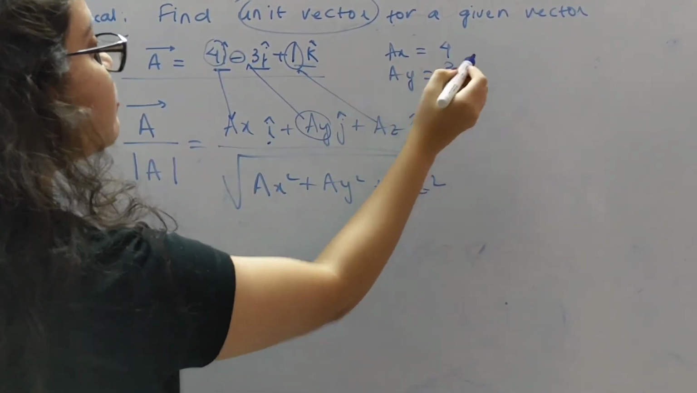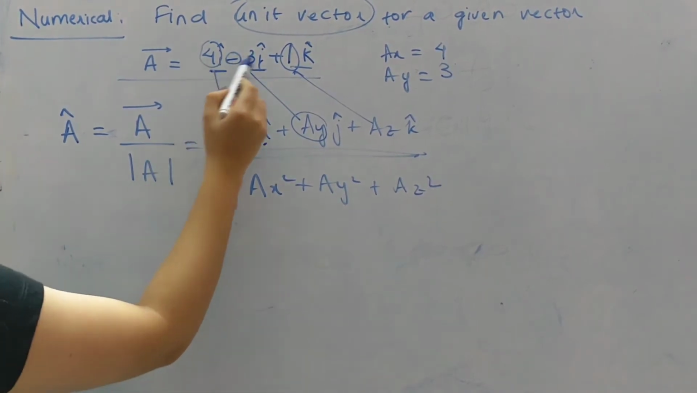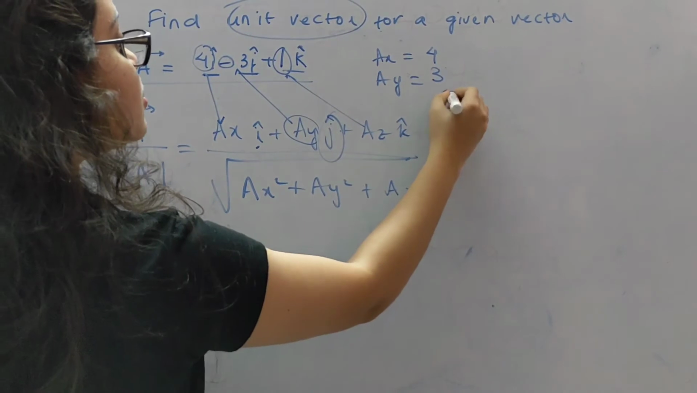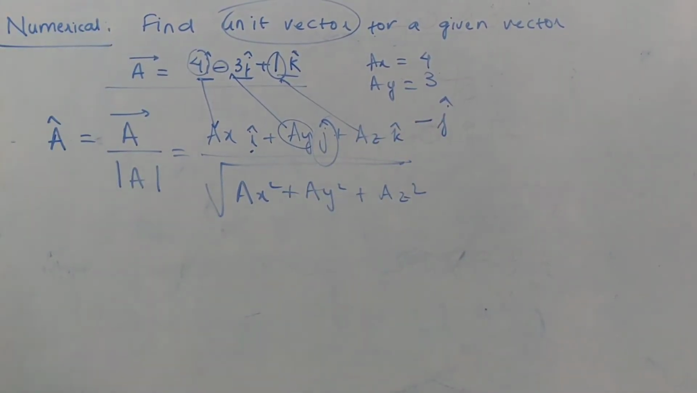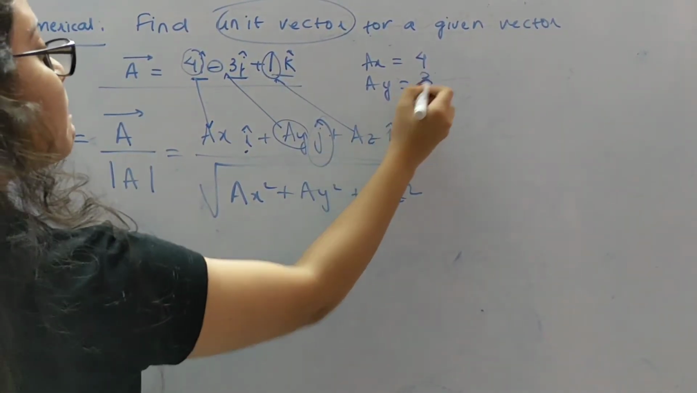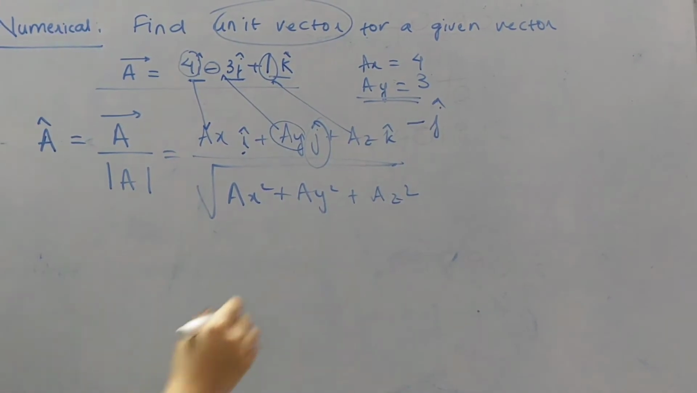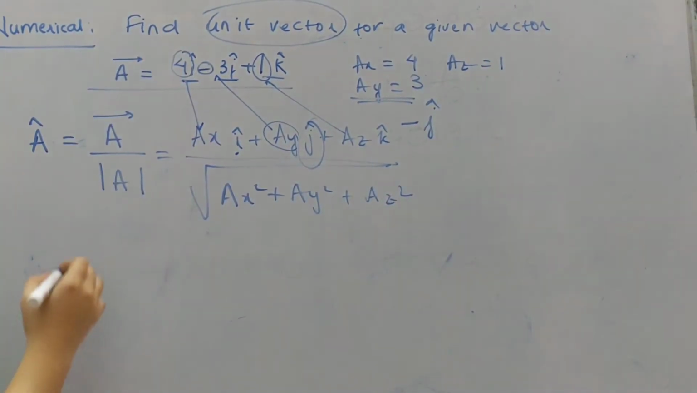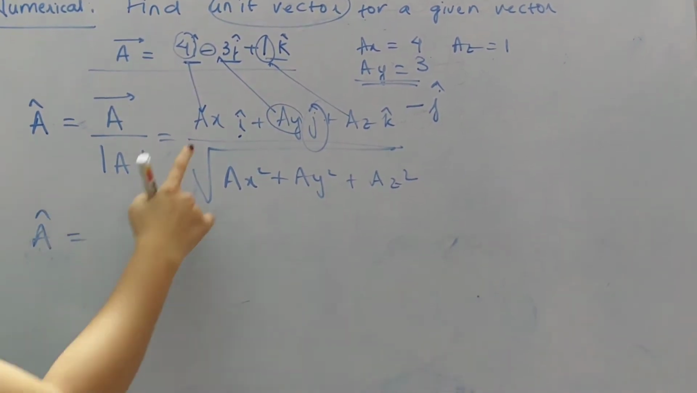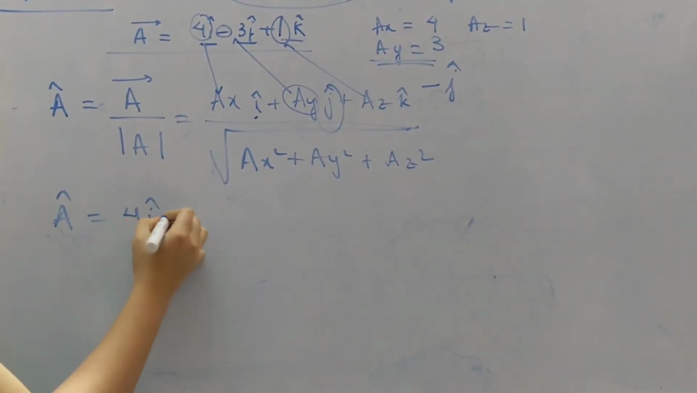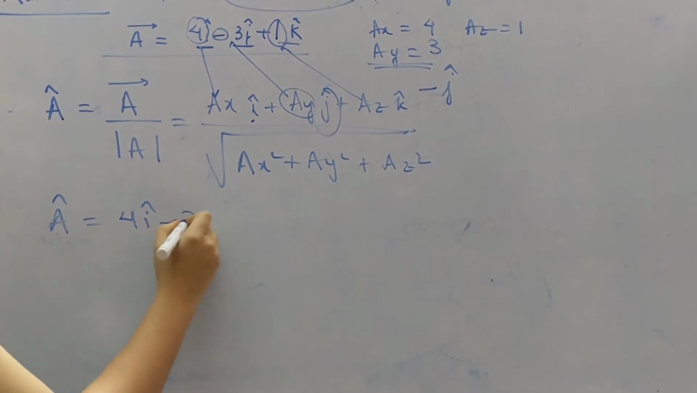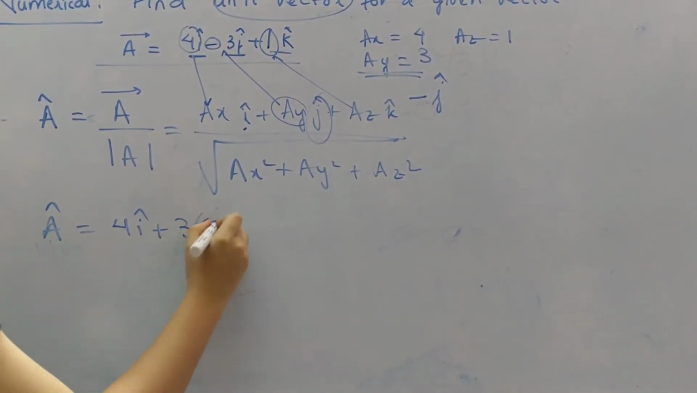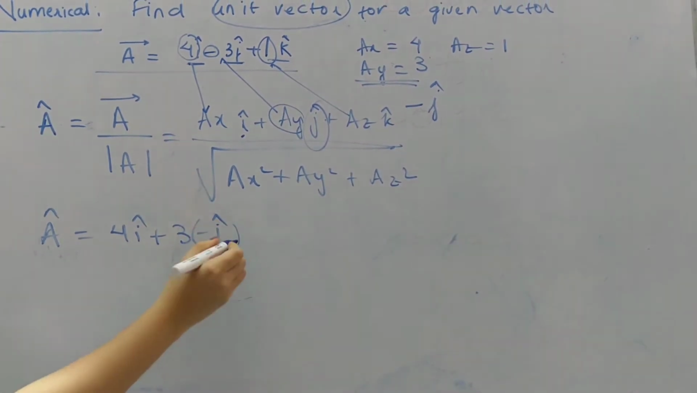Ay is 3. Now you must be thinking, why am I not writing minus 3? Because here the direction is j cap. So here minus j cap is your direction, but the magnitude will be positive only. And az is 1. So for the unit vector, it will be 4 i cap minus 3 j cap, or you can write it as plus of minus j cap.